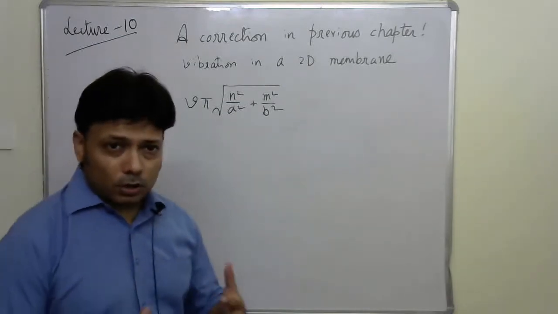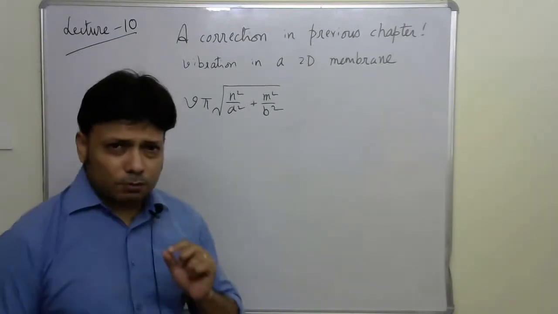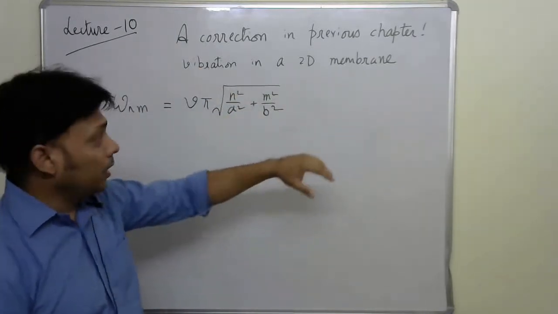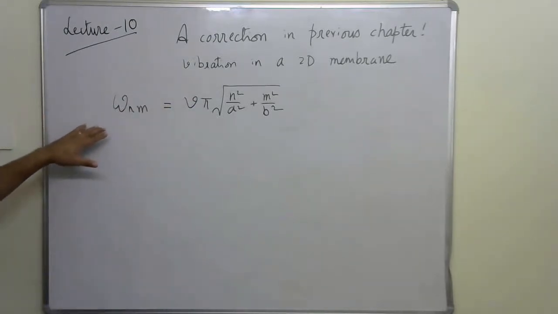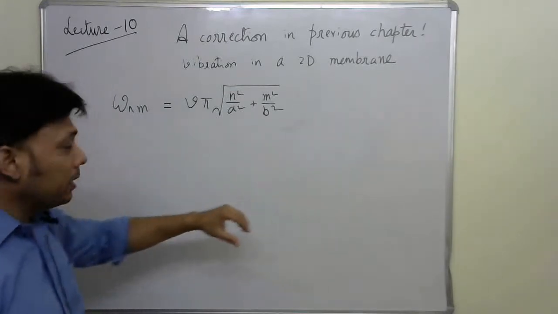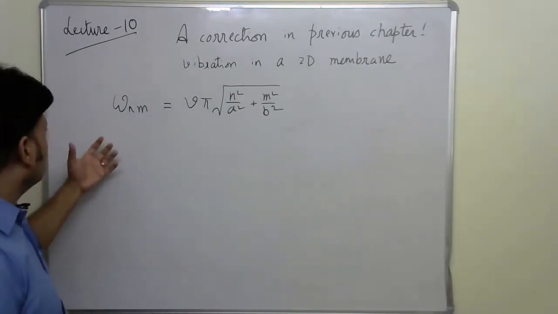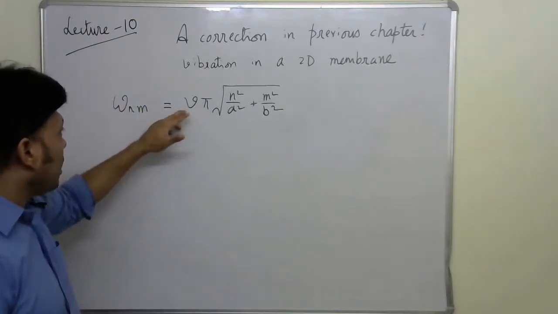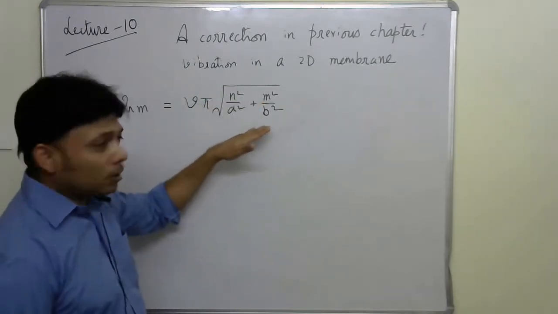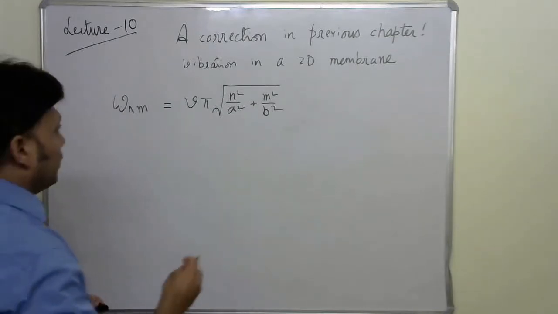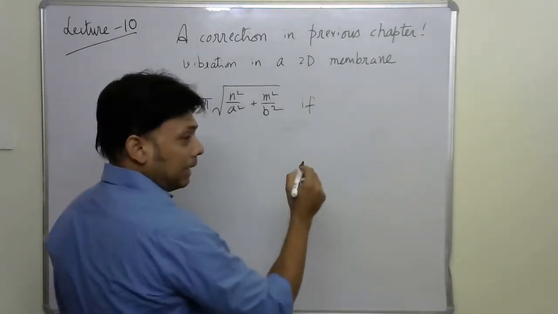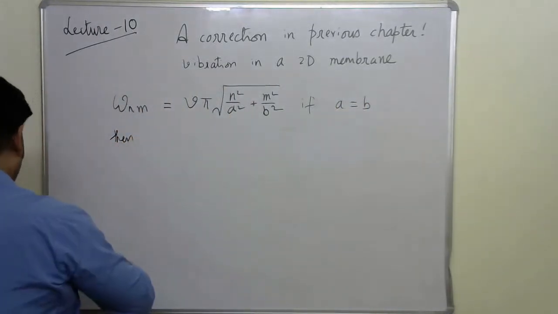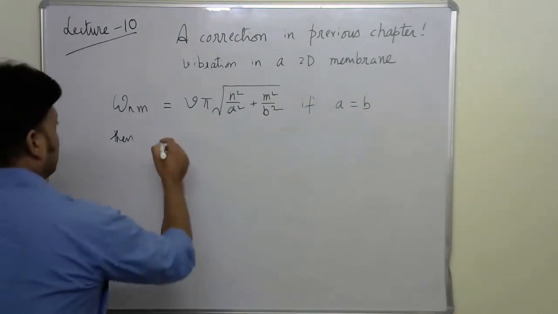So before we cover new stuff, let me apologize for a small mistake that I made in the last lecture. I want to correct that error here. As we remember, we were talking about the vibration of a two-dimensional membrane, and omega_nm is the frequency of the two-dimensional membrane, expressed by velocity times pi multiplied by the whole root of this quantity. Now, in the special case where A is equal to B, the equation can be represented as this.